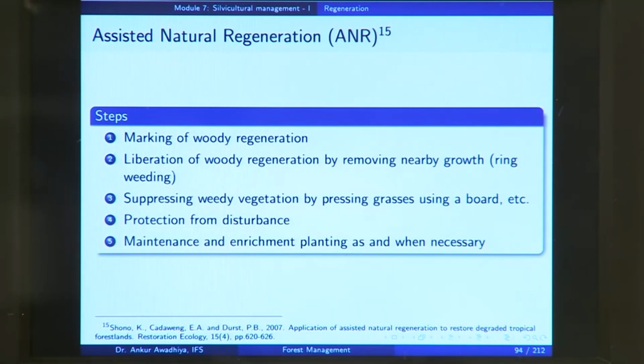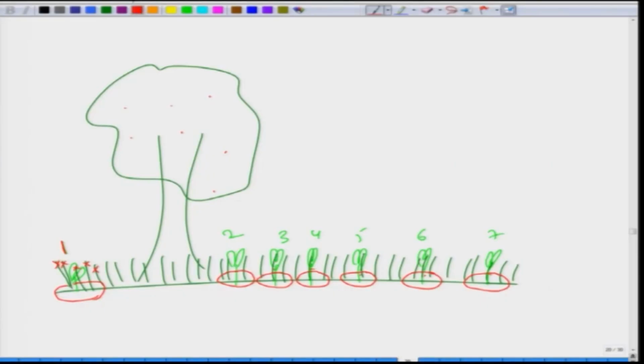Then you can also go for suppressing the weedy vegetation by pressing grass using a board, etc. So, in this case you did a ring weeding, but you also try to suppress the nearby grass by putting a board here and pressing all of these grasses, so that you try to crush these grasses.